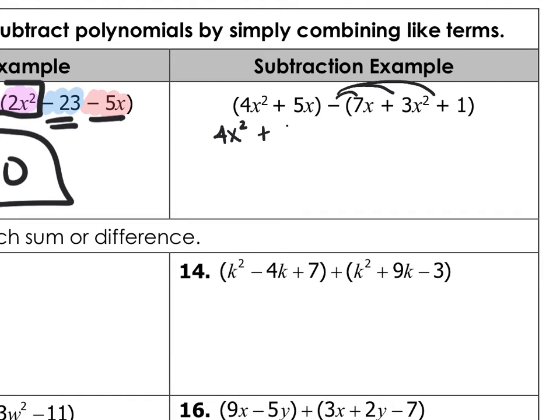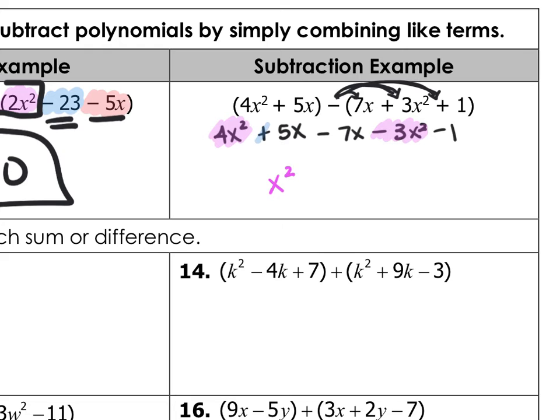So I'm going to rewrite this first binomial, 4x squared plus 5x. Distribute that minus. You get minus 7x minus 3x squared and a minus 1. Now simply combine like terms. So I have a 4x squared minus 3x squared. So 4 minus 3 makes an x squared.